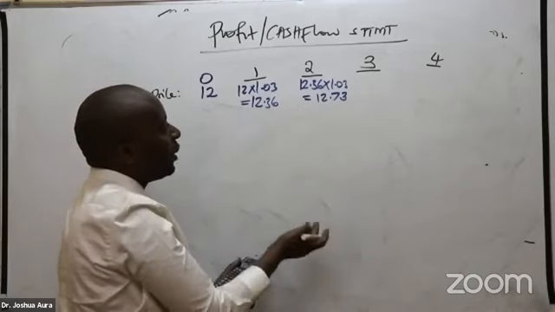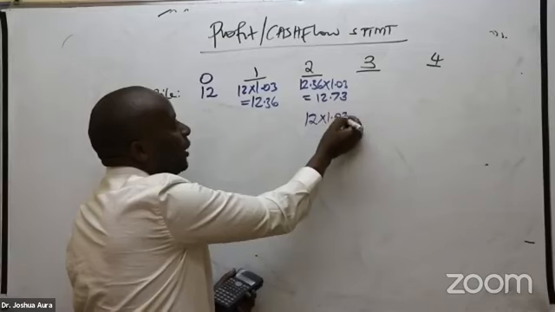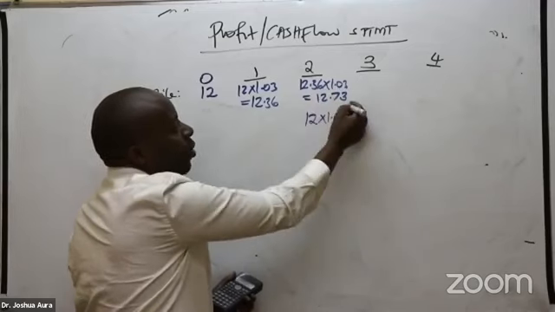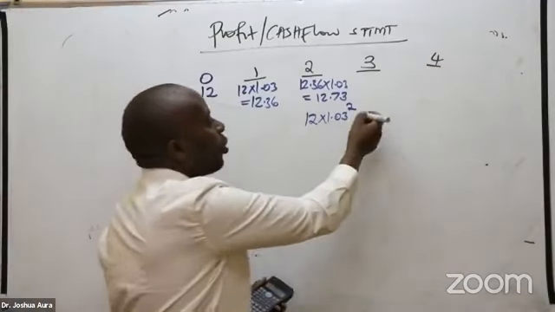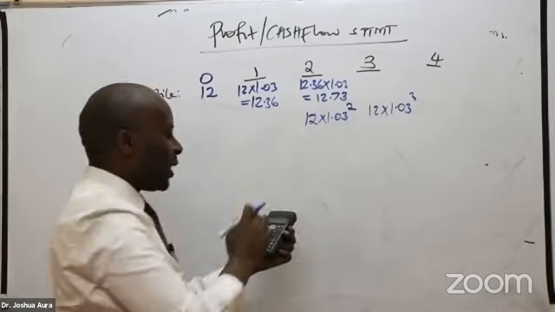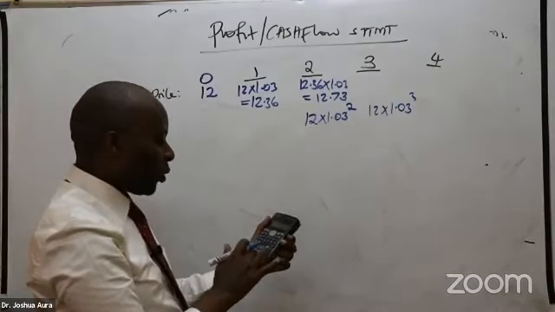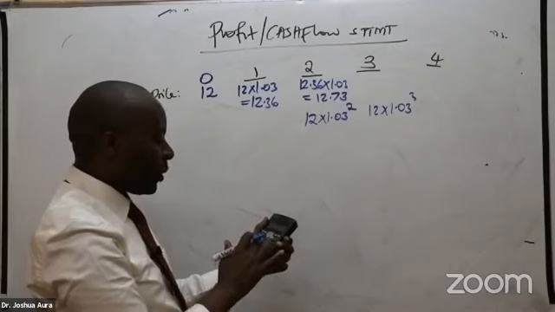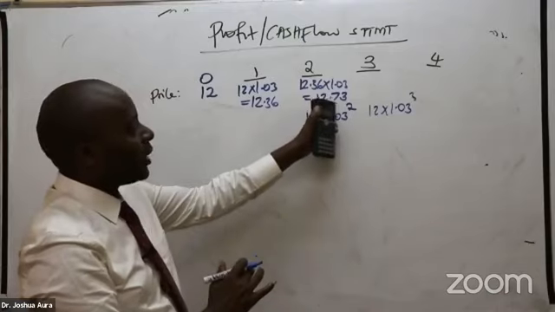But you see, this is quite lengthy. If I'm the one doing this, for year 2 I'll talk of 12, which is uniform, times 1.03 raised to the power 2. And then I'll talk of 12 times 1.03 raised to the power 3. If you try this, you'll see 12 times 1.03 raised to power 2 first gives exactly this figure here.